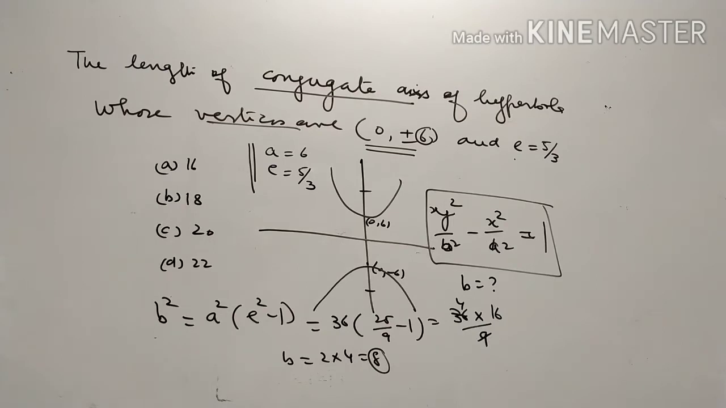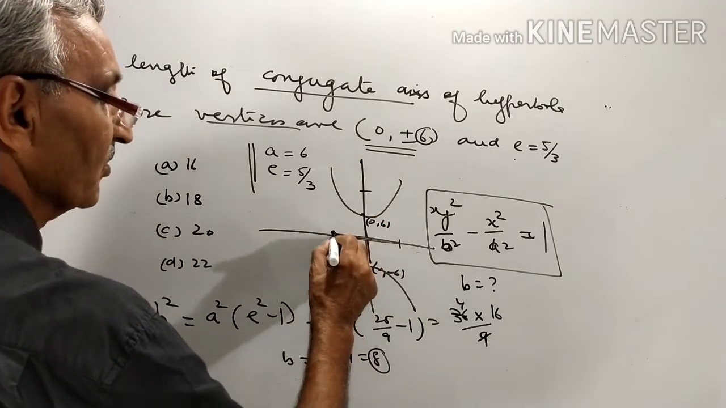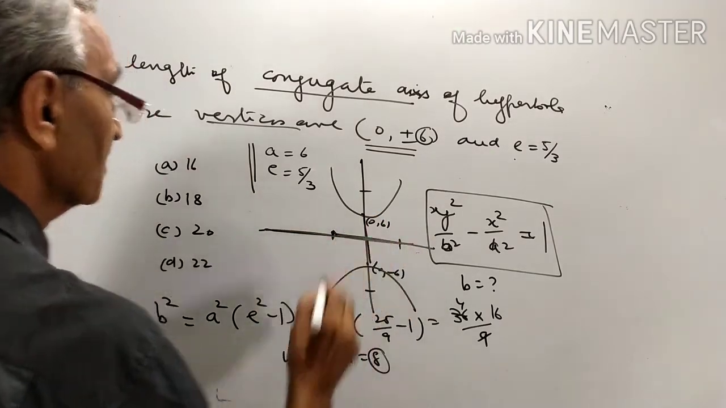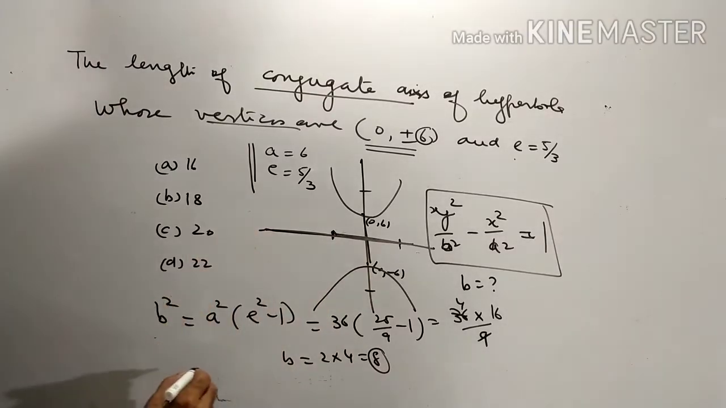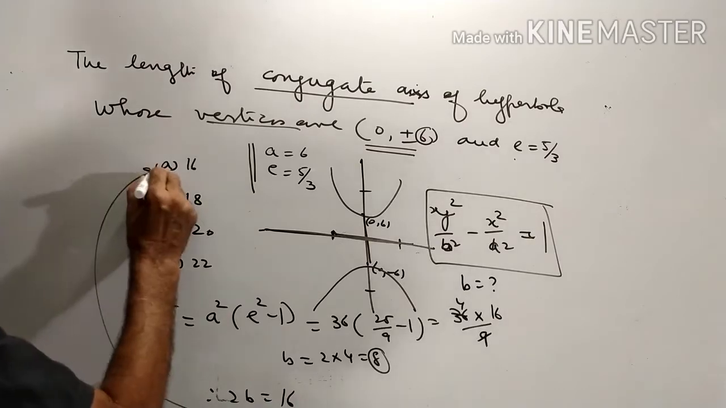And he has asked what is the length of the conjugate axis. This is the transverse axis, and this is along the y-axis, this is the conjugate axis. So we want to find 2b. What is 2b equal to? 16. So my answer is this.